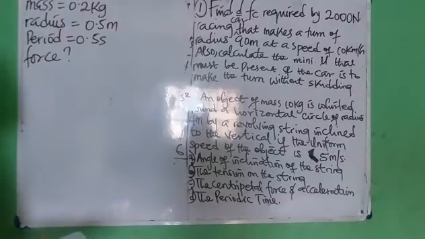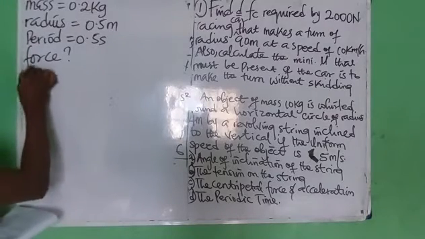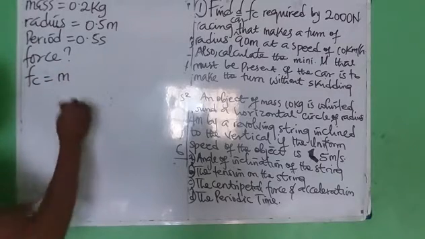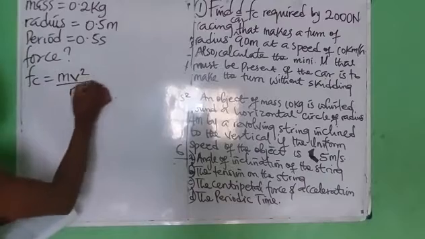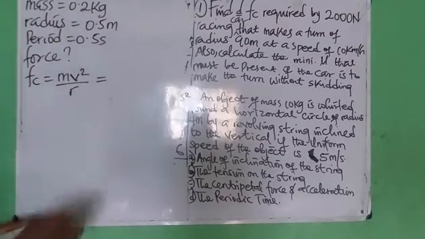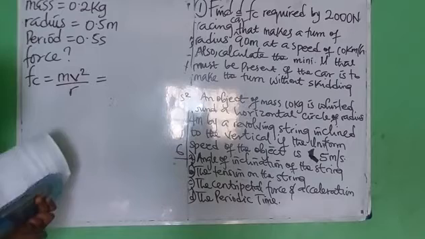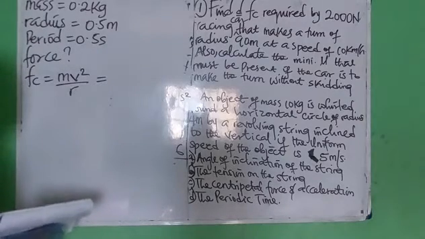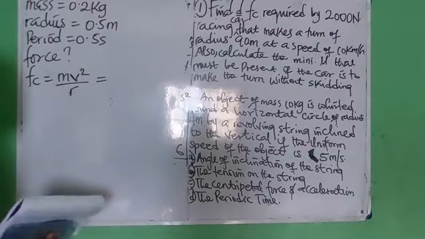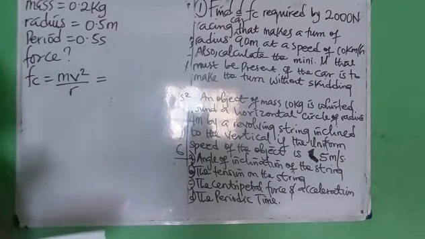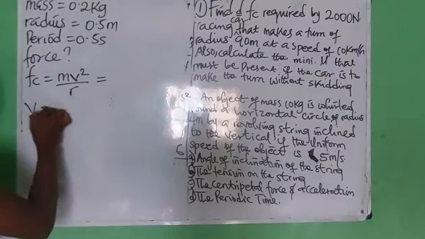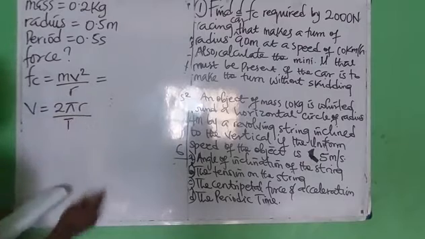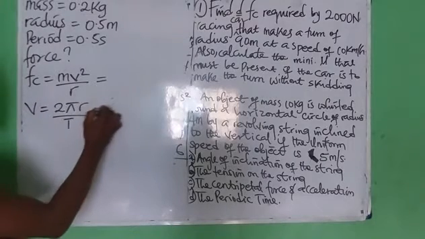So we do not know what force it is, and circular radius tells us it is centripetal force. Looking at what we have here, we were not given the velocity. In order to look for the velocity, we have to use the tangential velocity, which is V equals 2 pi r over T. So what do we do next?